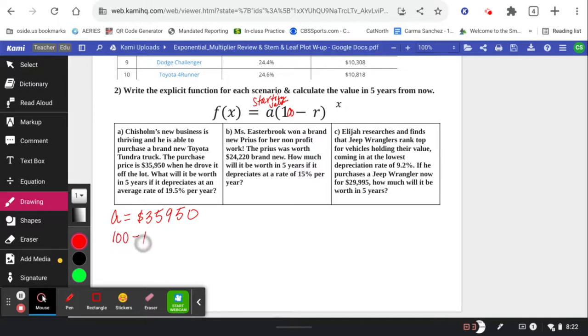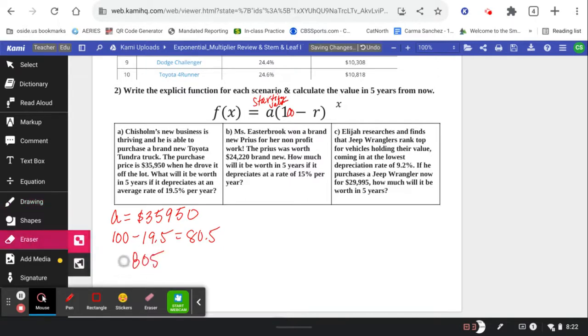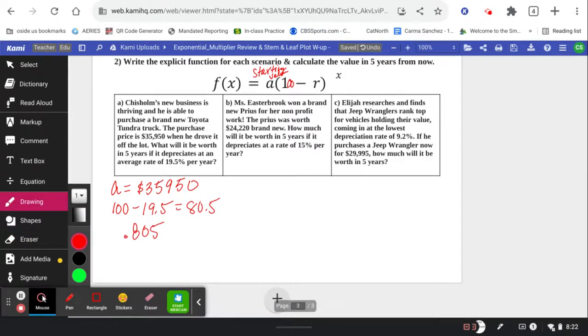So let's get that multiplier. 100 minus 19.5. Please don't try to do the decimals in your head. Use those tools. Use that calculator. So I'm getting an 80.5. Move the decimal twice. 0.805 is your multiplier. So here we go plugging into the formula now. We want to plug in 5 years. How much is it going to be worth after 5 years? So we're going to say starts at a value of 35,950, multiplier of 0.805 of its original value to the power of 5. Grab a calculator and plug that in and see what you get.